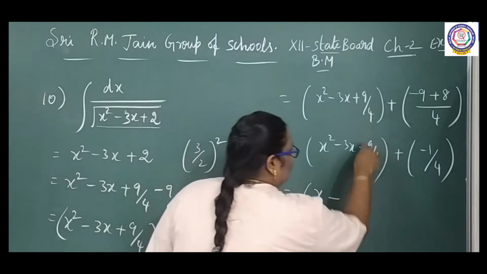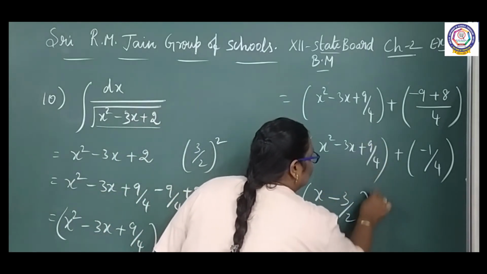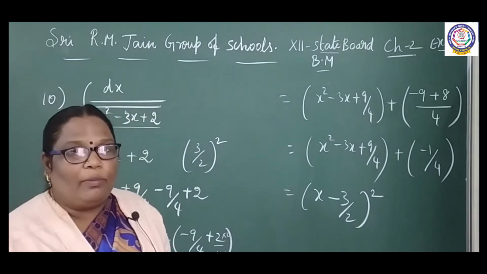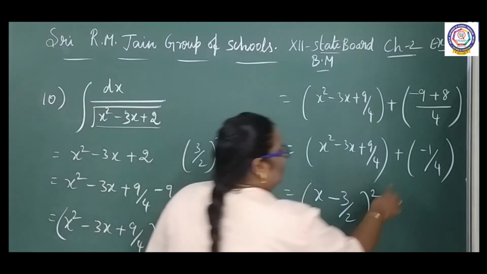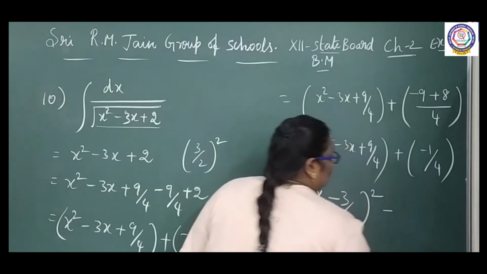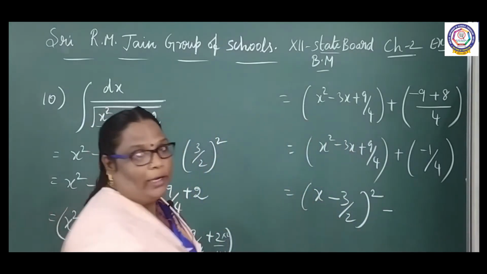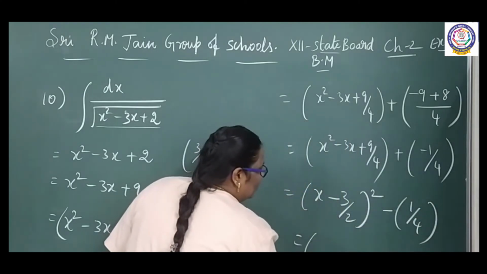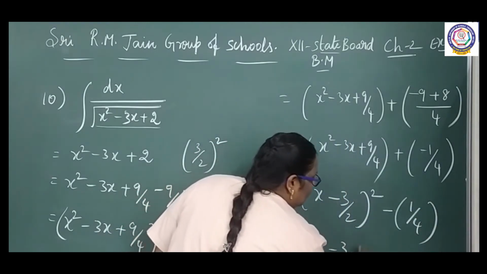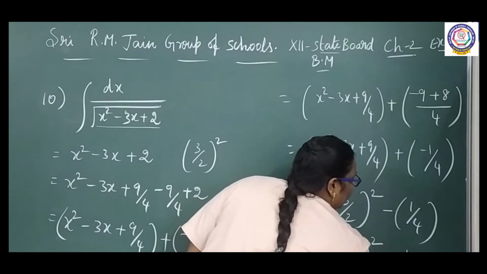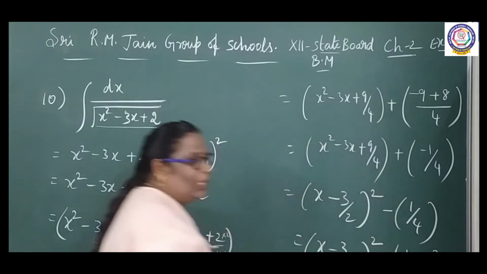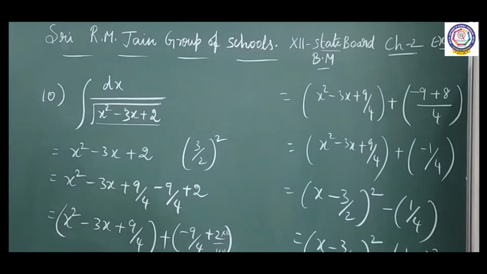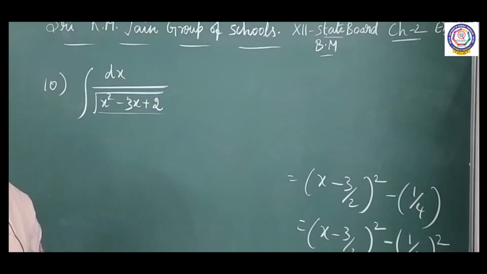What is the square root of 9 by 4? 3 by 2 the whole square. X minus 3 by 2 the whole square. I told you plus into minus, minus 1 by 4. So it gives x minus 3 by 2 the whole square minus 1 by 2 the whole square.